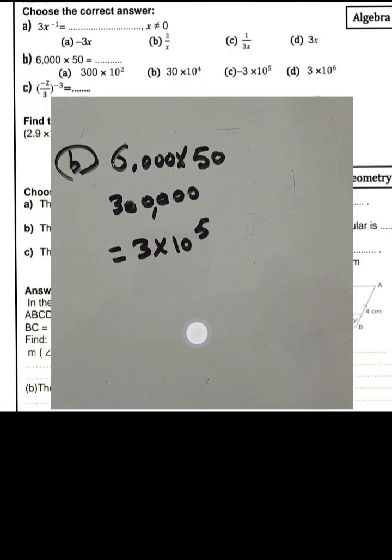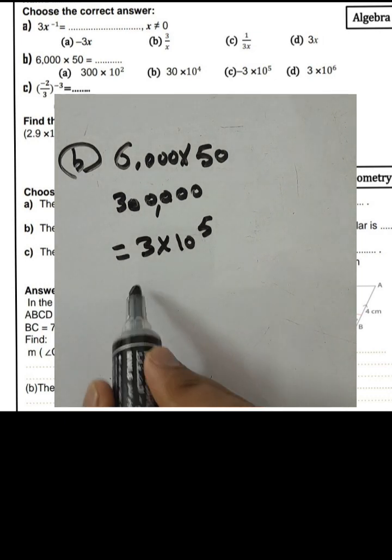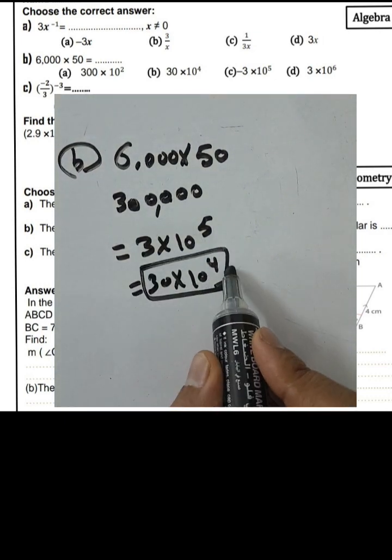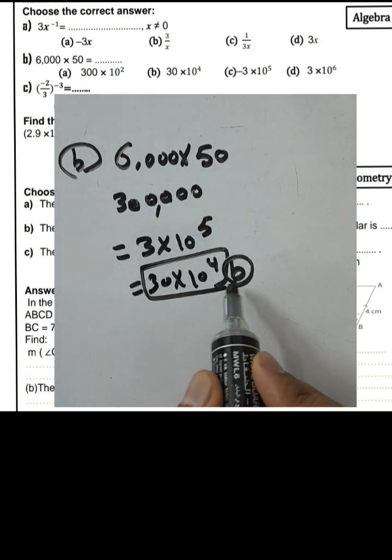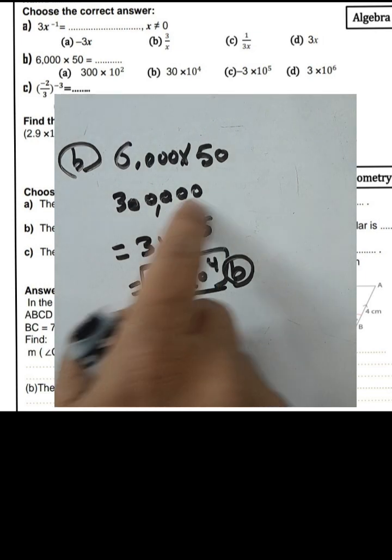He won't choose the result here. It will be what? 30 multiplied by 10 to the power 4. You can write 30 multiplied by 10 to the power 4. You choose letter B. Okay, because 10 to the power 4 means we have 4 zeros, and we have 1 zero here, then we will have 5 zeros.